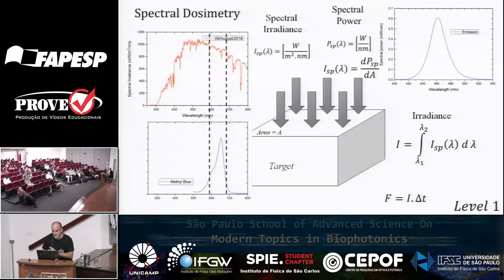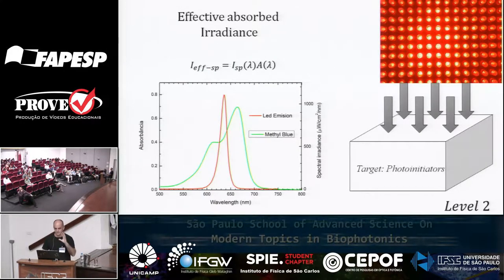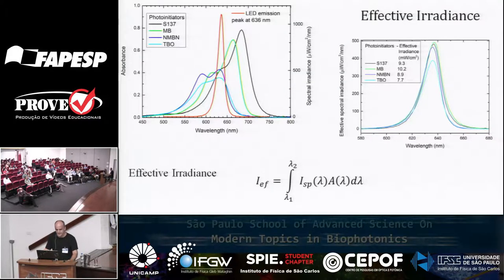This is the first step, I name it level one. We can do a second level, level two, where I measure the effective irradiance in another way. You are not integrating the spectral range where you're observing, because your source is an LED, for example. You must multiply the spectral radiance of your LED and the absorbance of your photosensitizers. Multiplying and integrating this value, you can better measure how much irradiance, how many photons, interact with your photosensitizers.